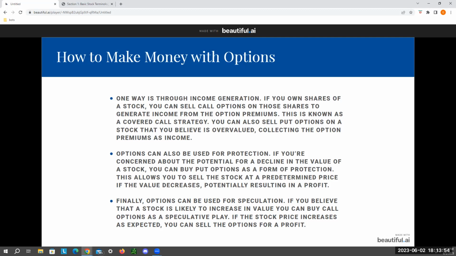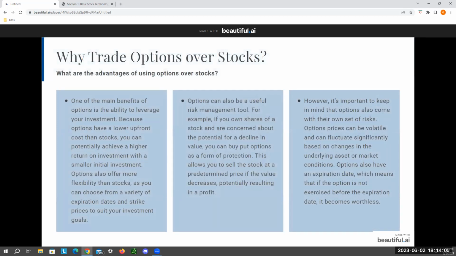The same way, if you thought a stock would decrease in value, you would buy put options. If the stock did go down, you would make money on the put options premiums. Does that make sense? Would any of you need me to go over that again? Or are we good? I hope we're good. All right.